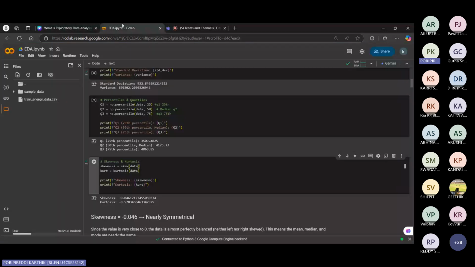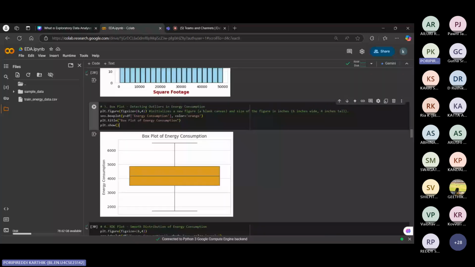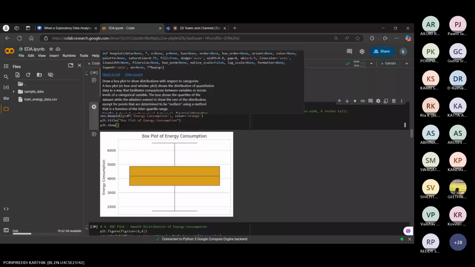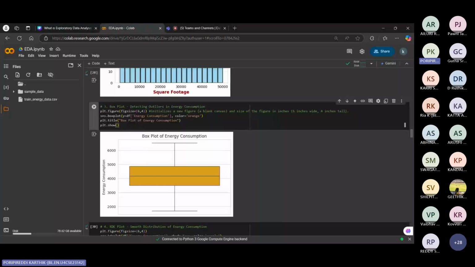Coming to the code, here, plt.figure gives us a blank canvas, and the figure size 6,4 gives us a 6 inches wide and 4 inches tall blank canvas. And I selected the energy consumption column and colored it orange, as we can see here.